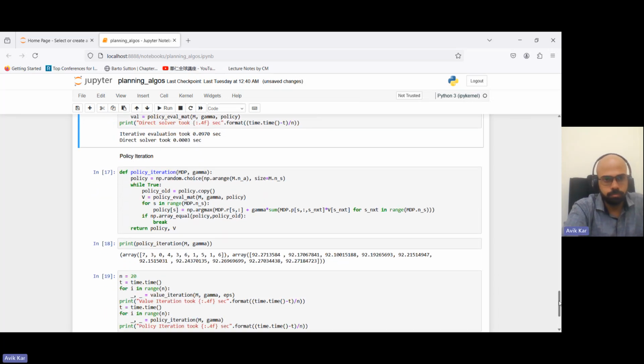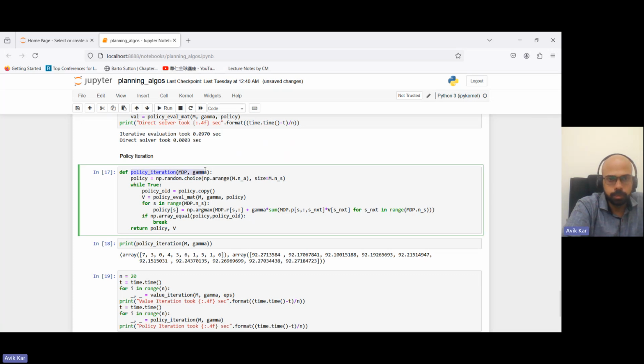Okay, so it's very clear that we will use the matrix-based solver in our policy iteration algorithm, where we'll be using this policy evaluation algorithm multiple times. For every iterate, we have to evaluate. Okay, so this policy iteration algorithm is taking input MDP and gamma. We're initializing the policy, which is some random policy.